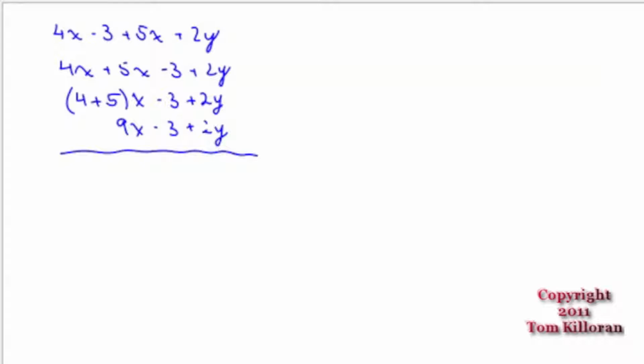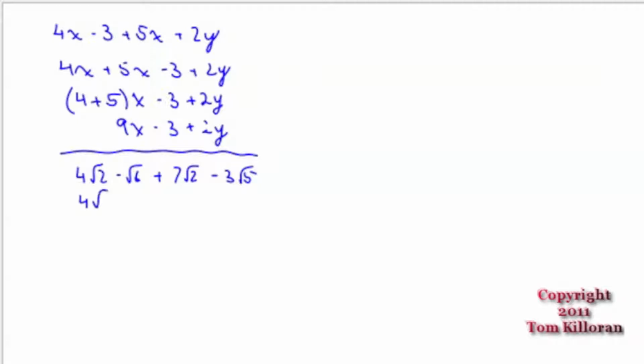Okay, so if I have something like 4 square roots of 2 minus square root of 6 plus 7 square roots of 2 minus 3 square roots of 5, you know, some radical expression with a bunch of sums and differences, what am I looking for? Like terms. So what are the like terms here? The 4 square roots of 2 and the 7 square roots of 2. Why? Because I can factor out the square root of 2.